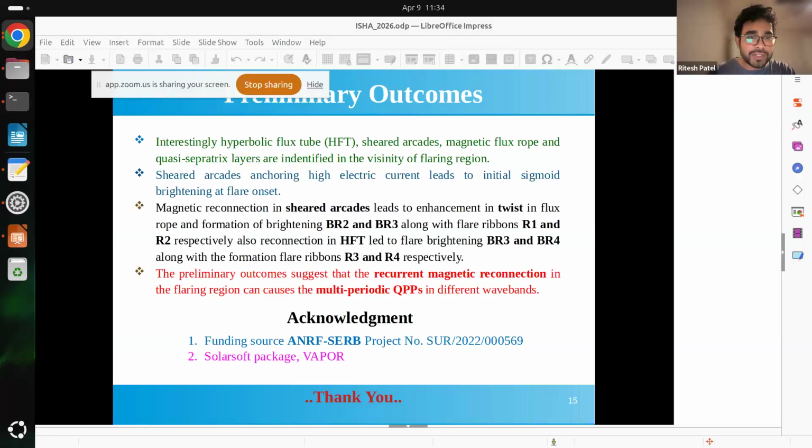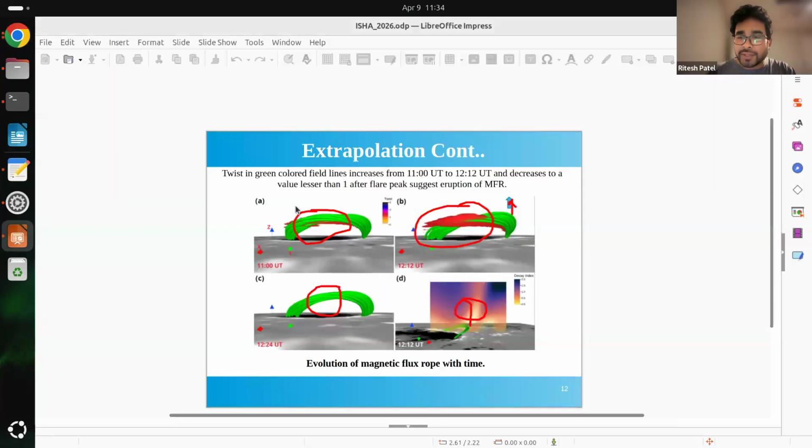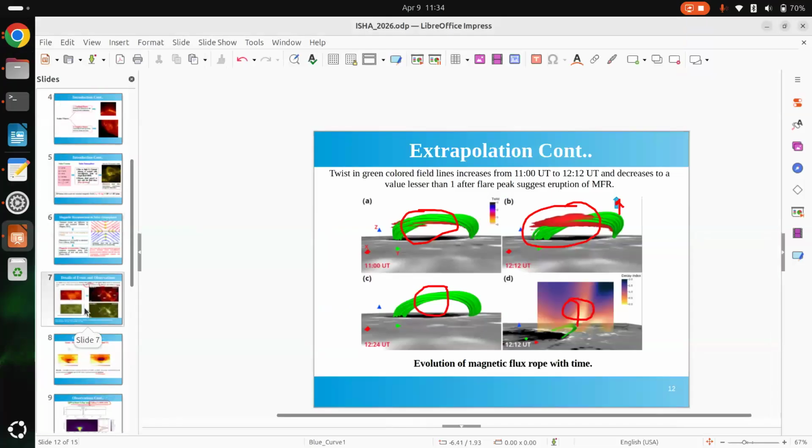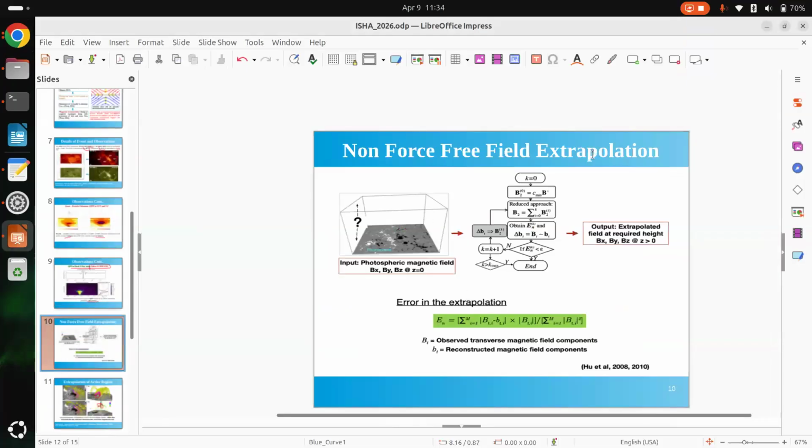So the extrapolations that you showed, I may have missed it. Is it non-linear force-free or non-force-free? No, actually it was non-force-free. Okay, thanks. Yes, like here I have shown this non-force-free model.